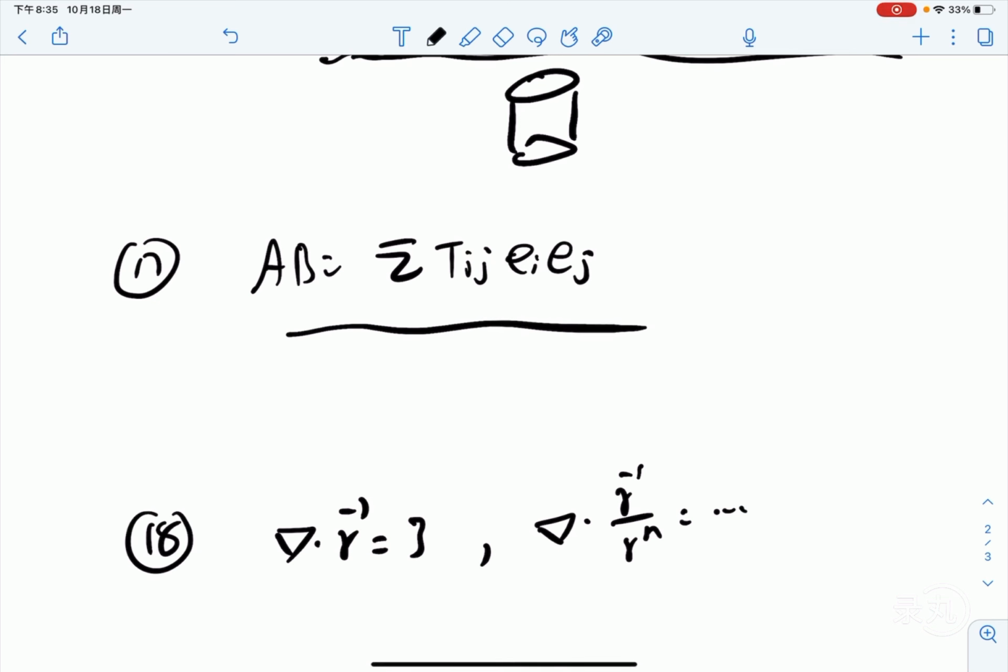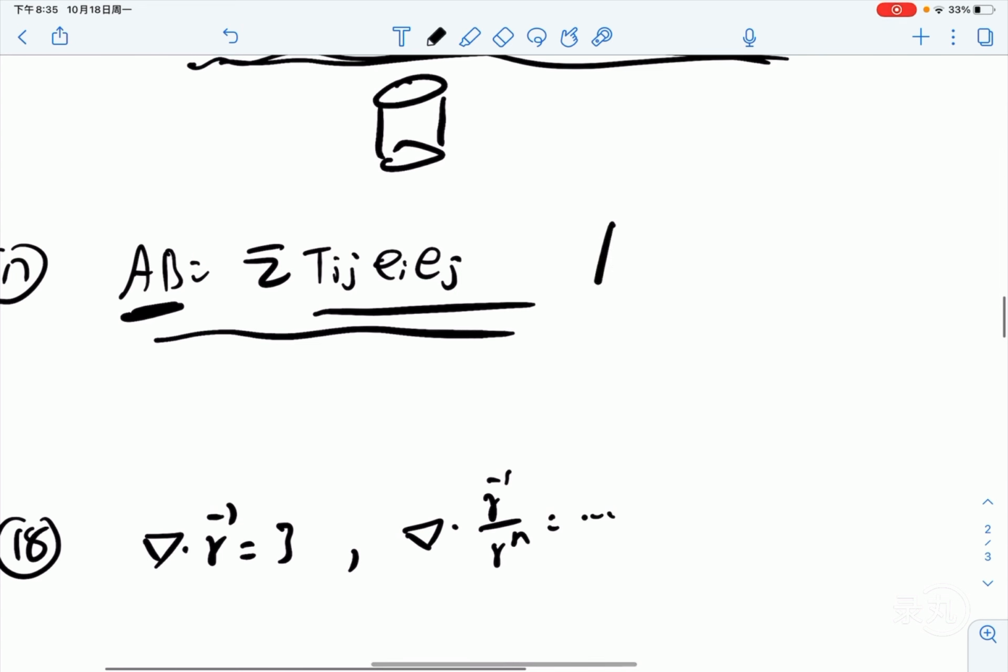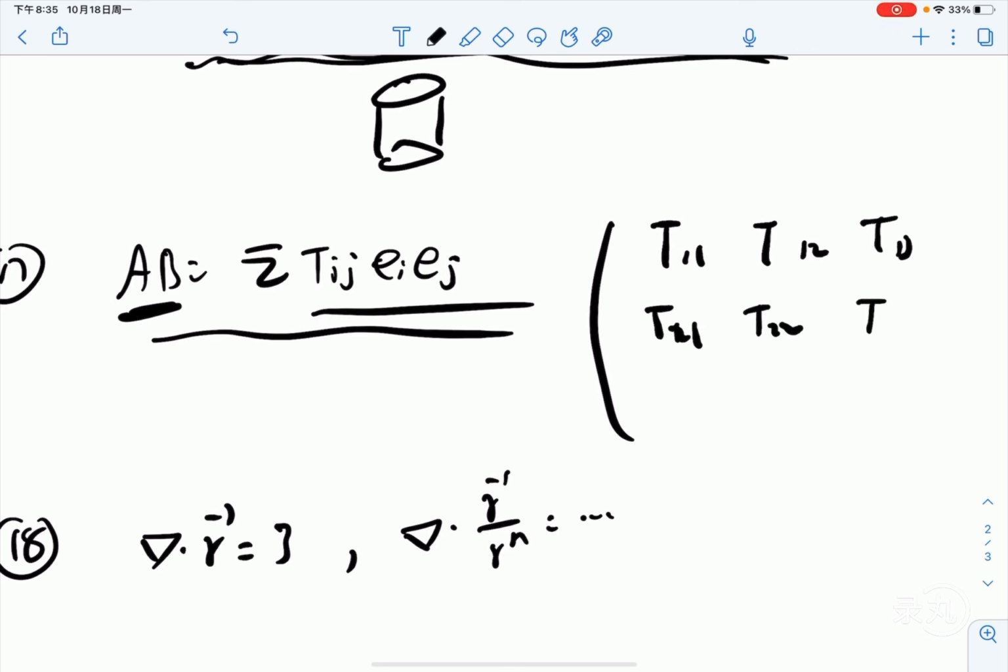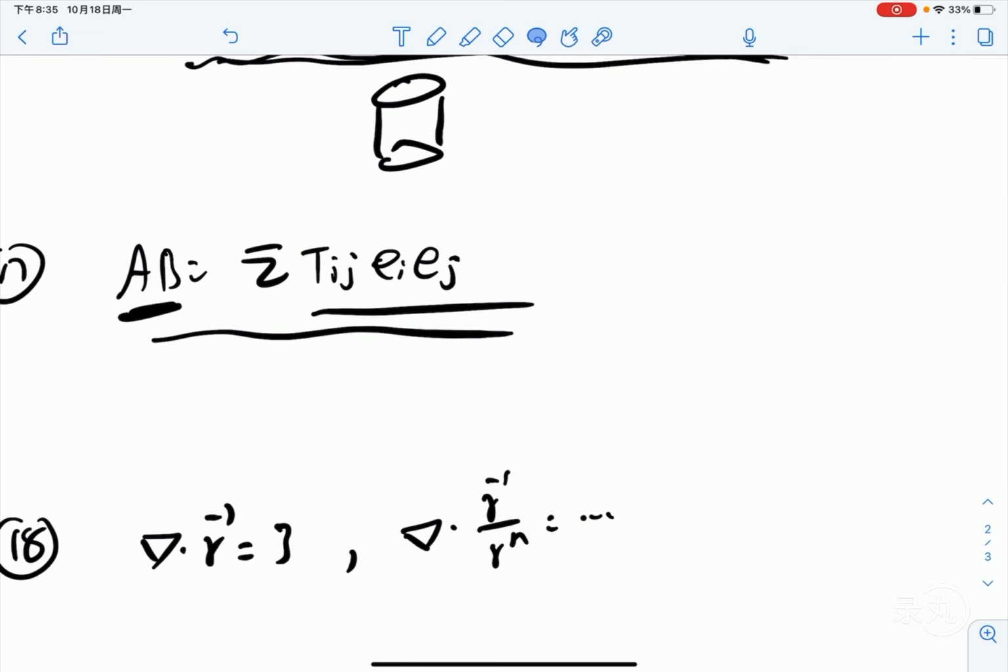And moving on to tensor stuff. So for tensor stuff, AB, you can call it tensor. This stuff is just basically a matrix, and you can write it out in the form of this. And usually tensor is like this: 1 1 and 1 2, 1 3, 2 1, 2 2, 2 3, 3 1, 3 2, 3 3. Stuff like this. It's just a matrix. Not too complicated.